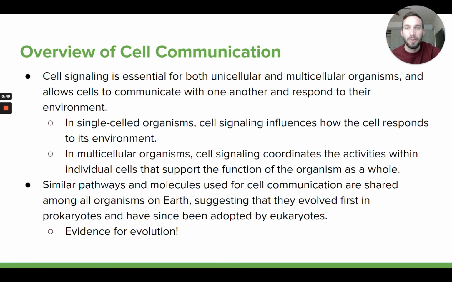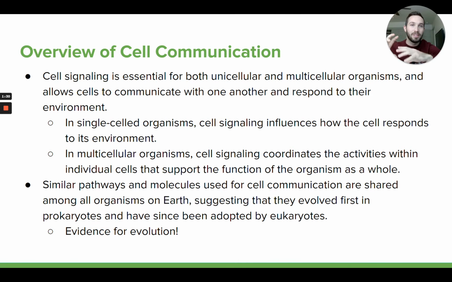And so before we get into that, let's go over just an overview of what cell communication is and why it's important. When we're talking about cell communication, we're talking about how cells can signal each other and how they can respond to signaling molecules that they find in their environment. So this is super important and vital for cells and living organisms to be able to do this. In single-celled organisms, so organisms that are just one cell, cell signaling is really important for them to respond to what's going on in their environment, depending on different chemicals or molecules that are present in their environment or different conditions in their environment. They have to be able to respond to that.